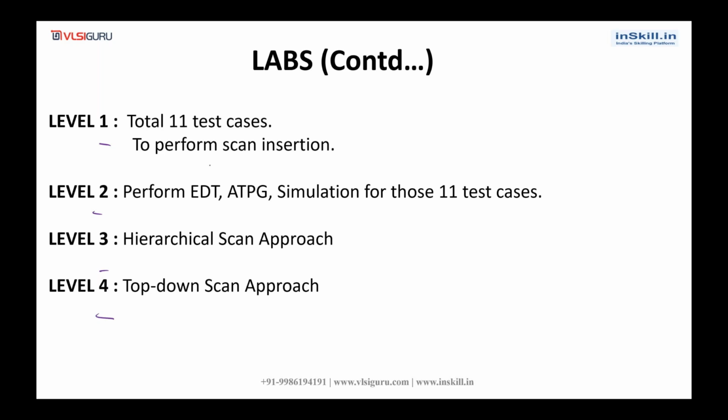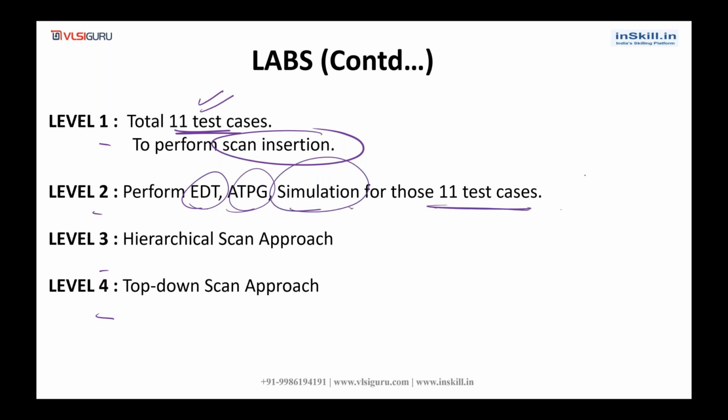We basically have 11 test cases in level 1 projects, for which we will be performing scan insertion. In level 2 projects, for the same 11 test cases, we will be performing scan compression, which is EDT insertion, then ATPG and simulation. Level 3 and level 4 projects are designs with higher complexities: in level 3 you will have around 4K flops, and in level 4 around 44K flops.